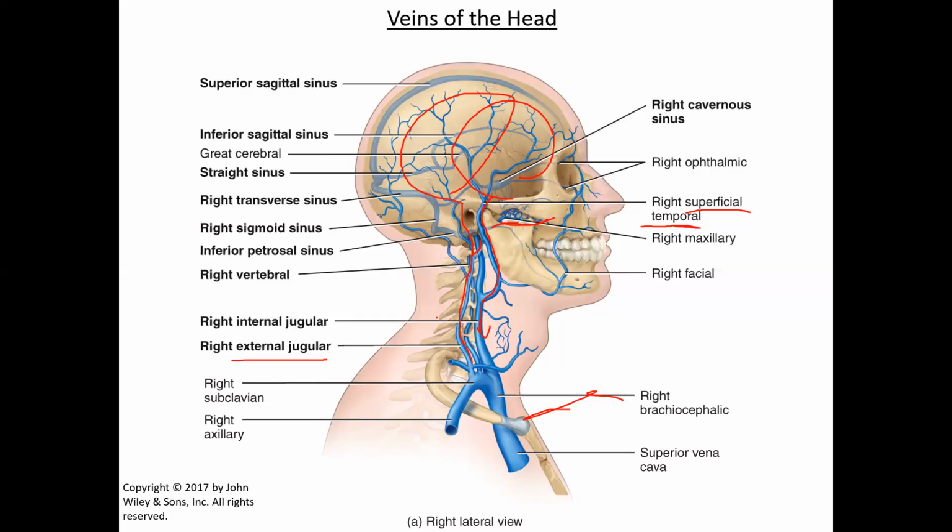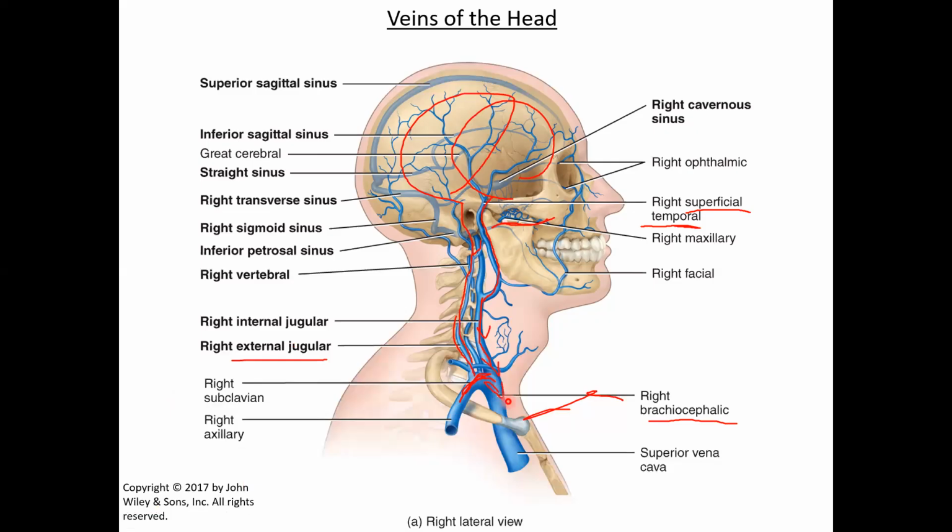So the external jugular vein is going to drain into the subclavian vein. So your pathway there would be external jugular vein to the subclavian vein, and then into the brachiocephalic vein, which we'll hit on the next slide. The internal jugular vein is going to come down and join the subclavian vein to form the brachiocephalic vein.